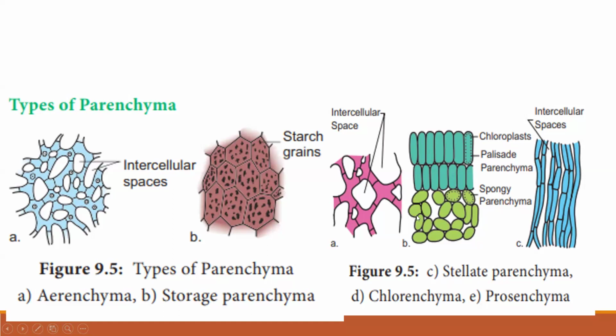Okay, next one is chlorenchyma. So here the palisade tissues generally contain the chloroplast and help in photosynthesis. Next one is the prosenchyma, elongated cells that give mechanical support.